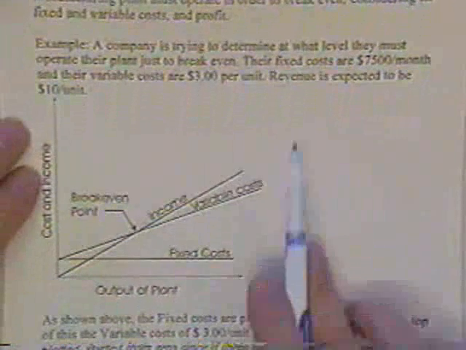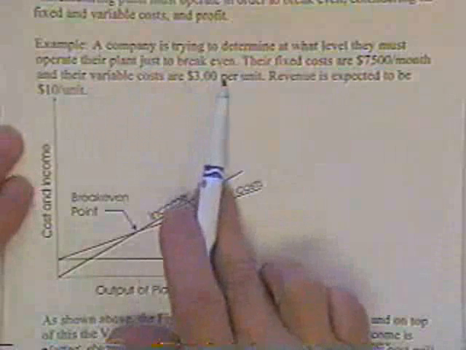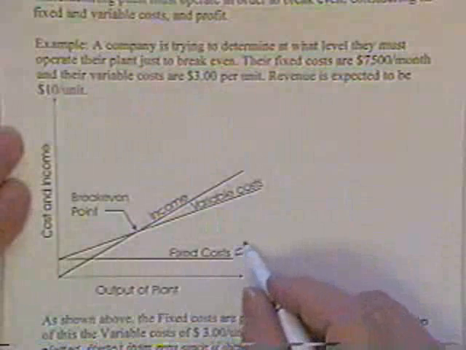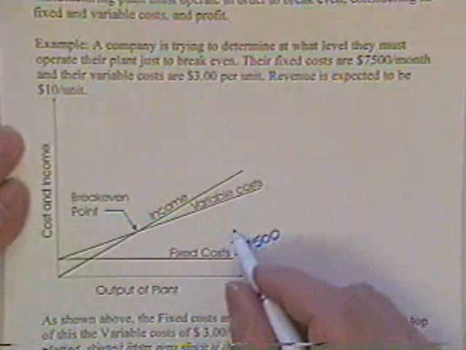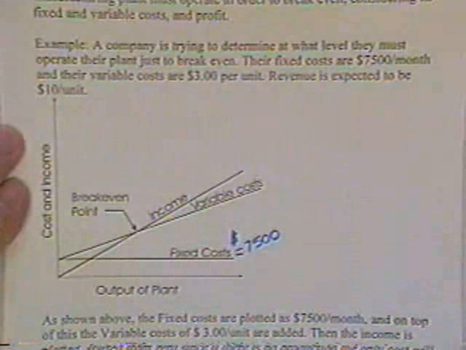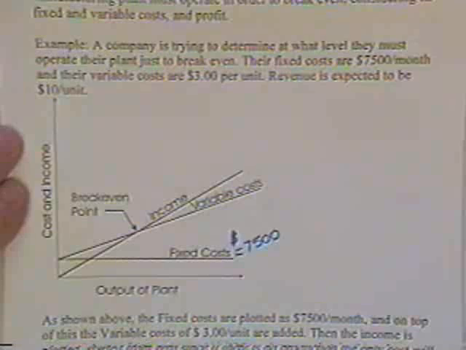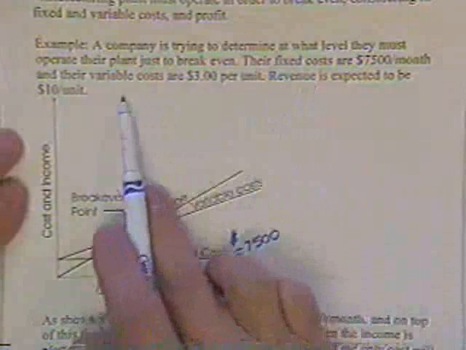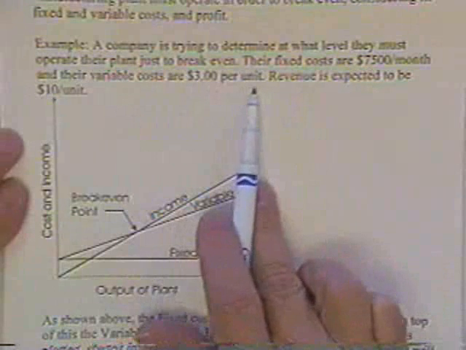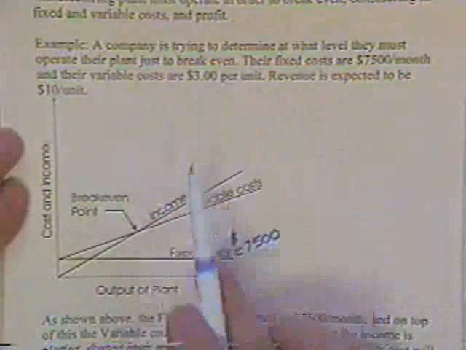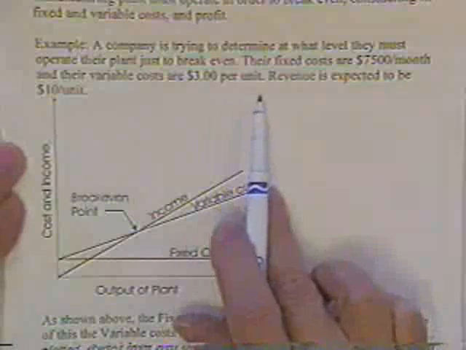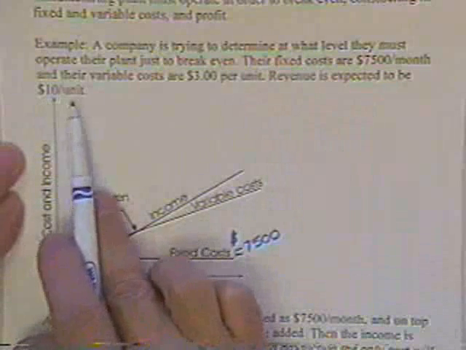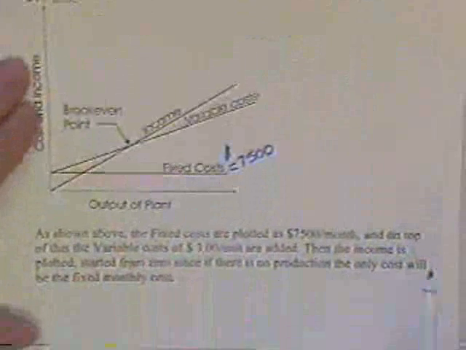For example, a company is trying to determine at what level they must operate their plant just to break even. Fixed costs, $7,500 a month. That's just because you got to pay the wages, you got to pay the electricity, you got to pay the interest on the debt due to the building. Those payments have to be made if you don't even make one computer. Now then, their variable costs, they cost them $3 a unit to make. The way computers are today, that may be all it costs to make a computer. $3 per unit. They expect to make $10 per unit if they sell any.